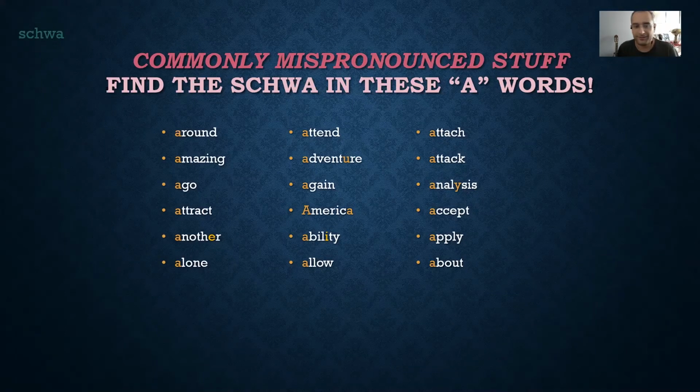What's next? There's a baby crying. Ability, okay? Again, at the beginning and also here. Ability. Allow. Not allow. Allow. Attach. Attack. Analysis. One more in the middle here. Analysis, not analysis. Analysis. All right.